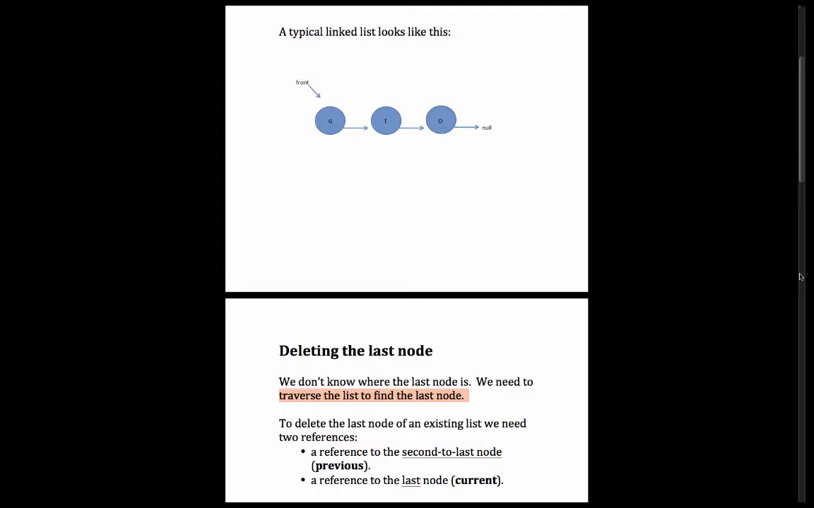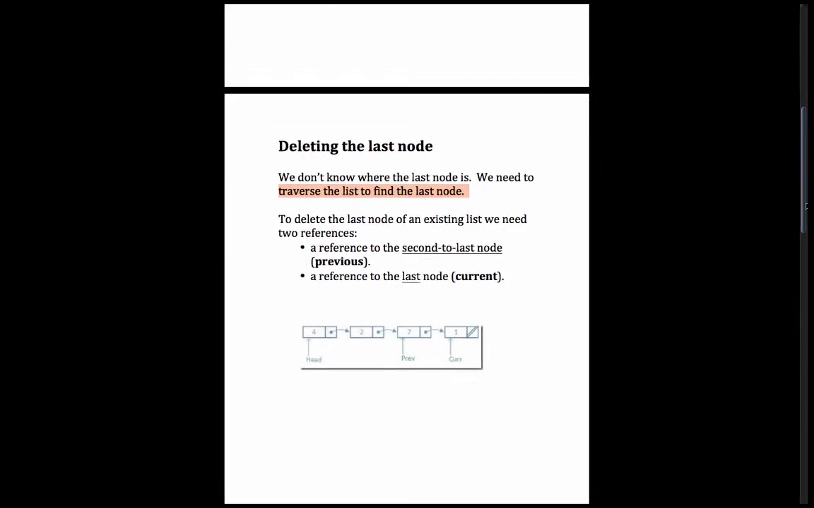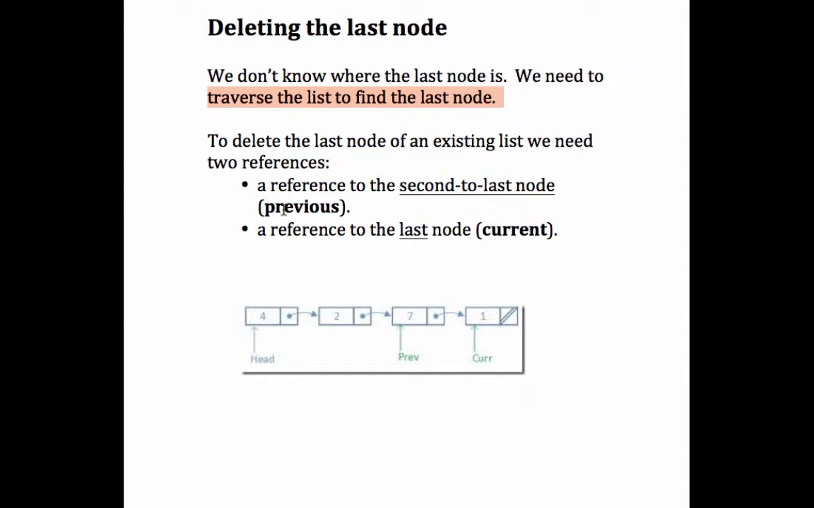So how are we going to do that? We're going to do that using two external references in addition to front. And those external references are what we call the previous and the current. The previous reference and the current reference are always going to be maintained one node apart from each other. In other words, they always follow each other exactly by one node. And what we're going to do is start at the beginning of the list and then move previous and move current one node at a time until we find the node that is located at the last position.